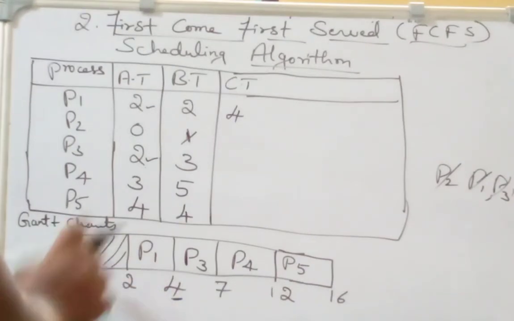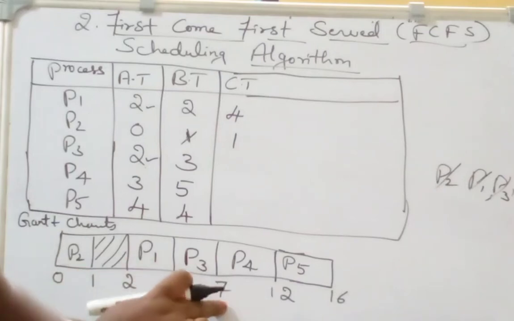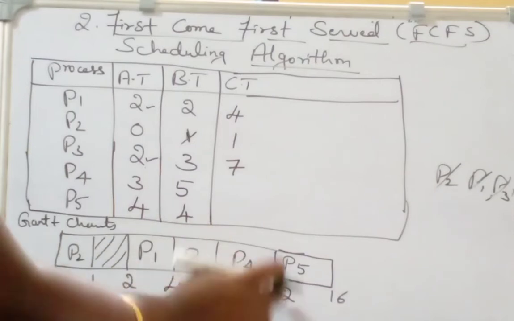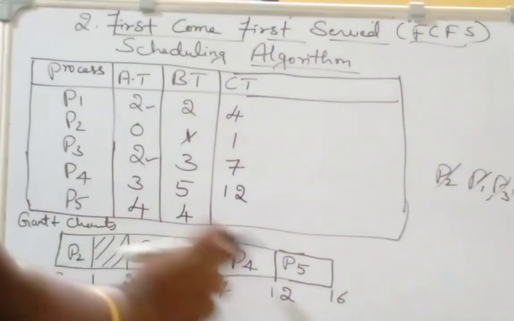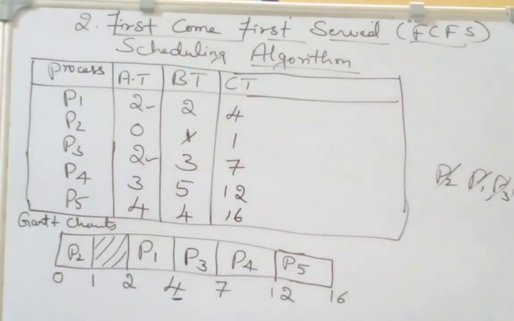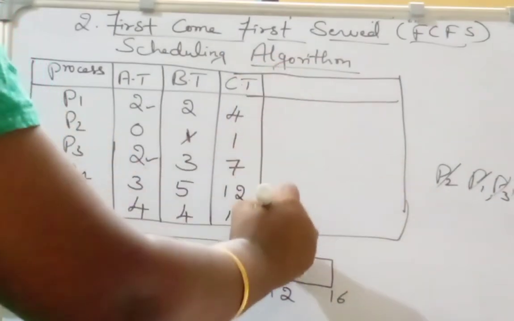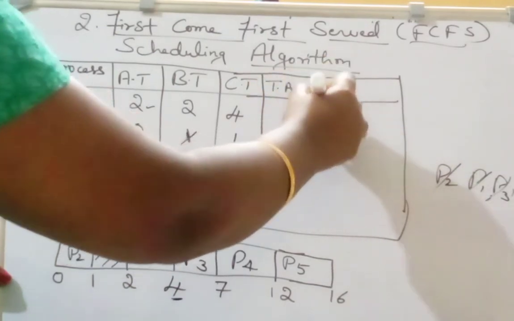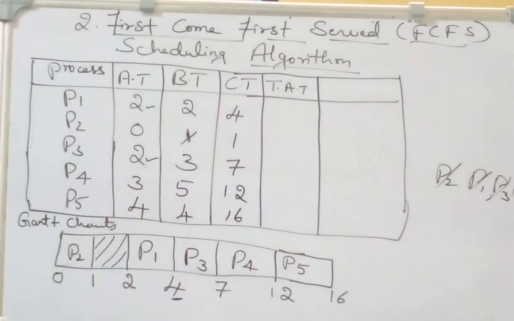Completion time for P2 is 1. Completion time for P3 is 7. Completion time for P4 is 12. For P5, completion time is 16. Okay guys, so we wrote the completion time. Next we should find the turnaround time of these processes. Turnaround time means the time from the submission of a process till its complete execution. It is the time spent by the process waiting in the queue plus the execution time. That is called the turnaround time.